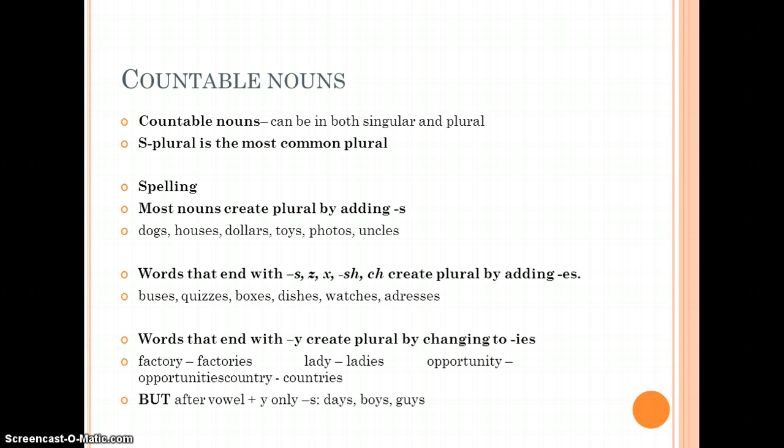Words that end with s, z, x, ch, and sh create plural by adding es, as in buses, quizzes, boxes, and so on. Words that end with y create plural by changing to ies, as in factory, factories, lady, ladies. However, if you have vowel plus y, you add only s, as in days, boys, and guys.